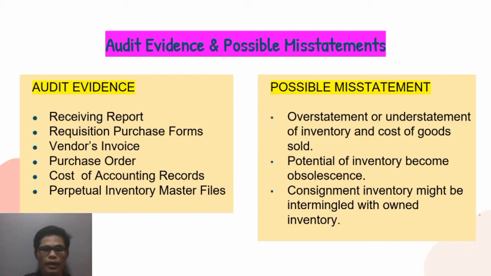They are for the management assertion of existence. There might be a possible misstatement that will occur in the audit work. For example, overstatement or understatement of inventory and cost of goods sold. The second is the potential of inventory becoming obsolete. And the last one is that consignment inventory might be intermingled with own inventory.